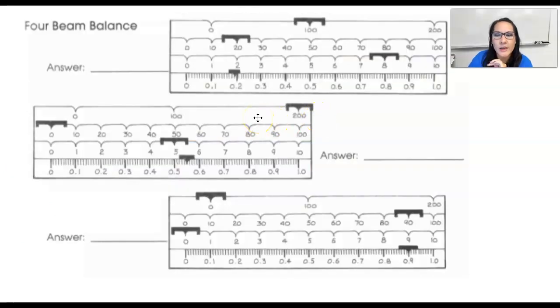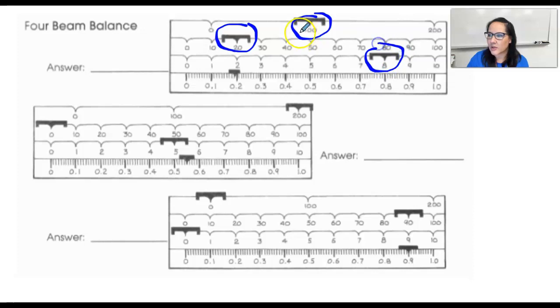Now let's look at how to read a quadruple beam balance. So you're going to have to do a bit of adding, and first I'm going to notice here is 100. Here it's at the 20. And here it's at the 8. So that's 100 plus 20 plus 8 equals 128. Point. Down here it goes 0, 0.1, 0.2, 0.3. So I know it's between the 0.1 and the 0.2, so we'll say 0.1. It's past the 0.1 but not past the 0.2.